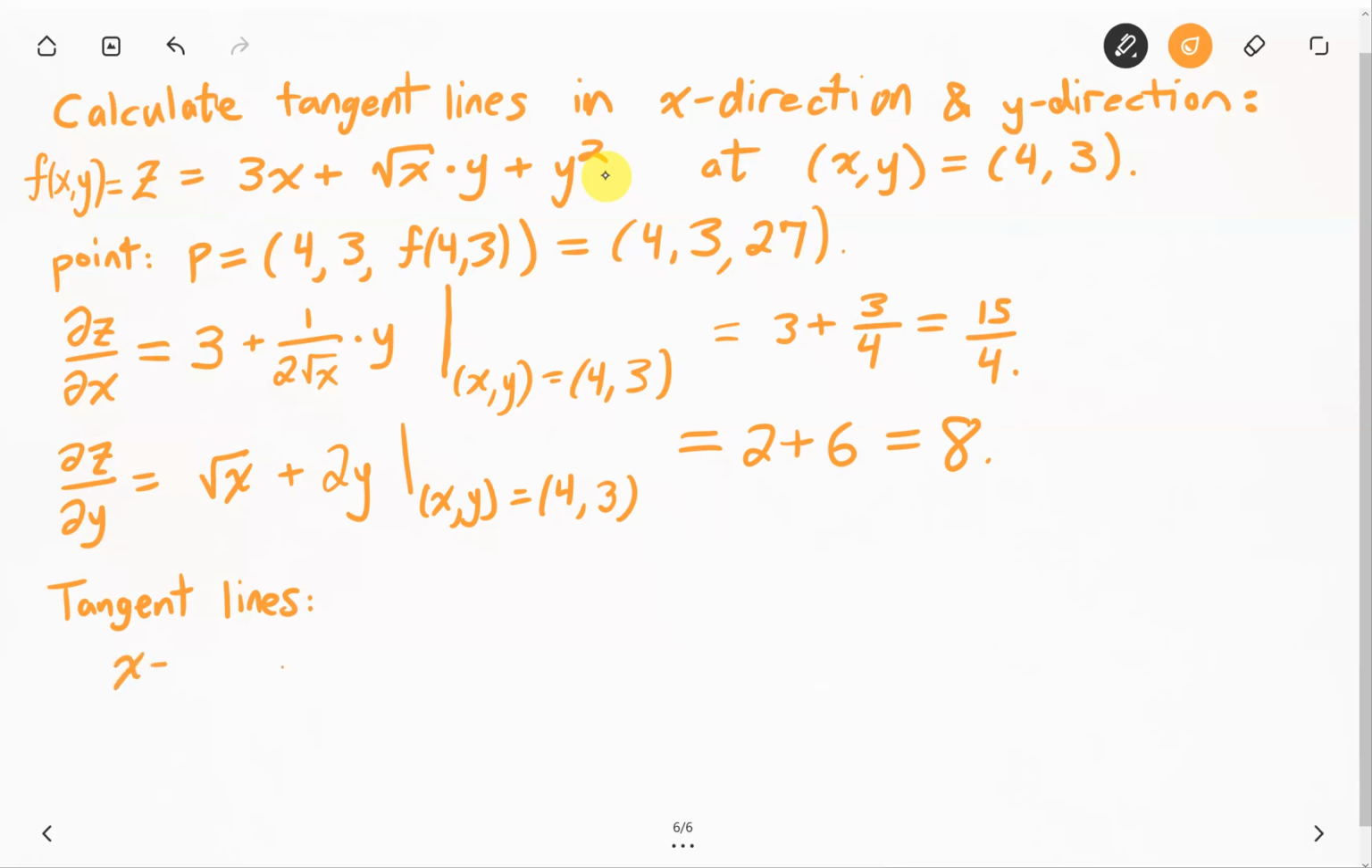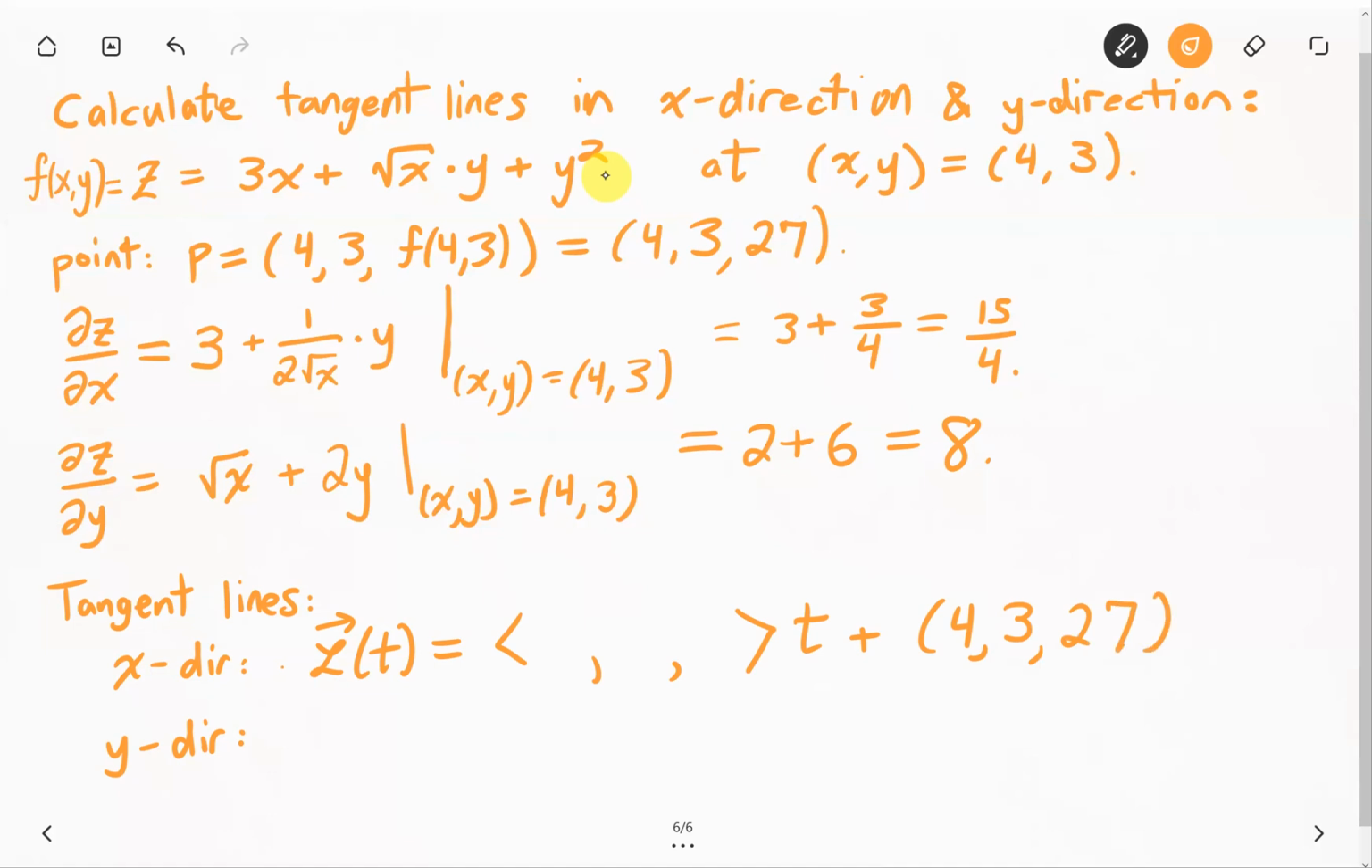And so for the x direction and the y direction, we can get both of these going in parallel. L of t is equal to the slope vector times t plus the point, which we know is 4, 3, 27. For the y direction, we'll have a different slope vector times t plus the point on the line, 4, 3, 27.